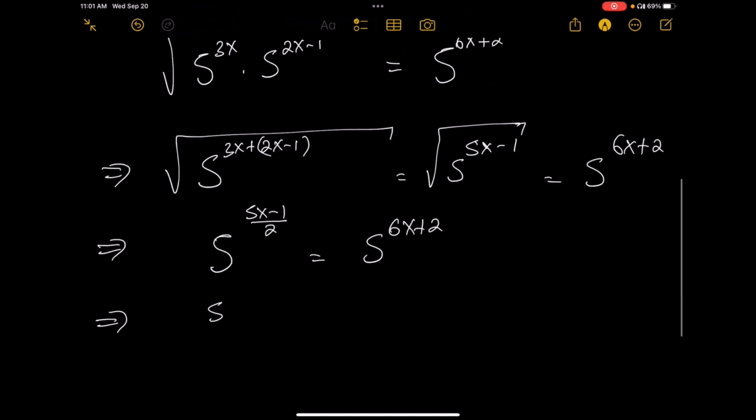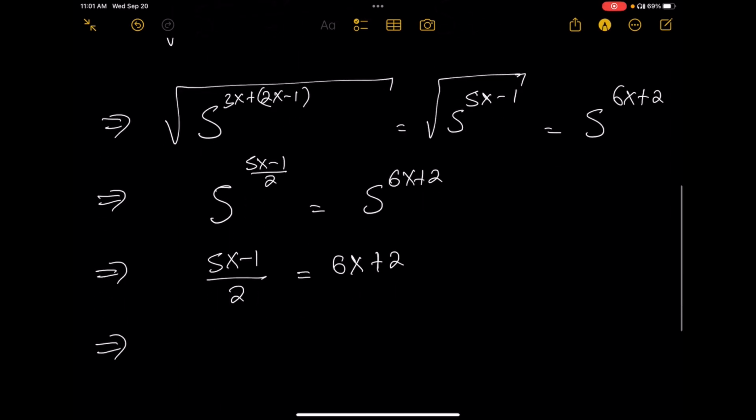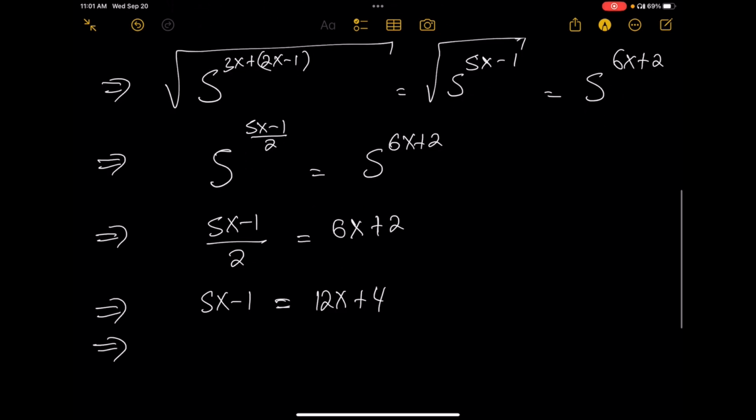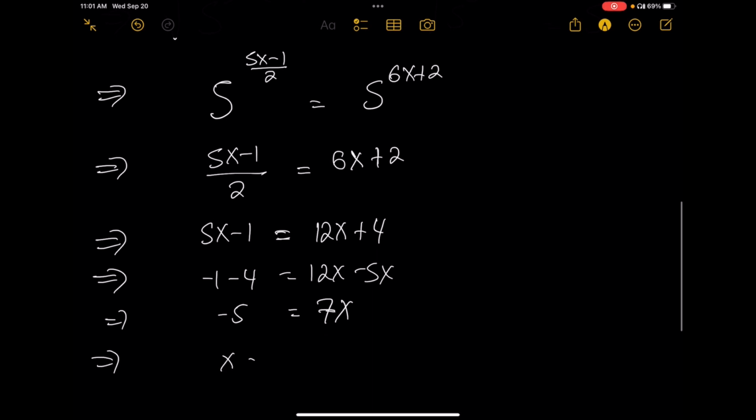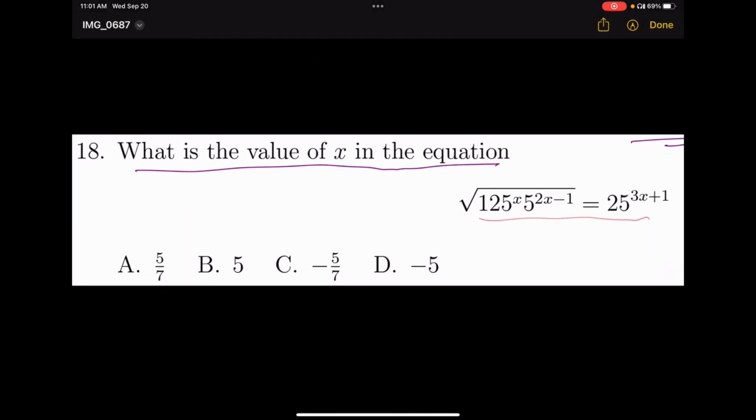Which implies 5x minus 1 over 2 የግድ ኤክስፖነንቶቹ they need to be equal because the bases are the same, the exponents also need to be the same, right? Which equals 6x plus 2, right? Which implies 5x minus 1 is equal to, multiply both sides by 2, we get 6 times 2, that is 12x plus 4, which implies minus 1 minus 4 is equal to 12x minus 5x, which implies minus 5 is equal to 7x, which implies that x is equal to negative 5 over 7. Okay, x is negative 5 over 7. Therefore, the answer is C.